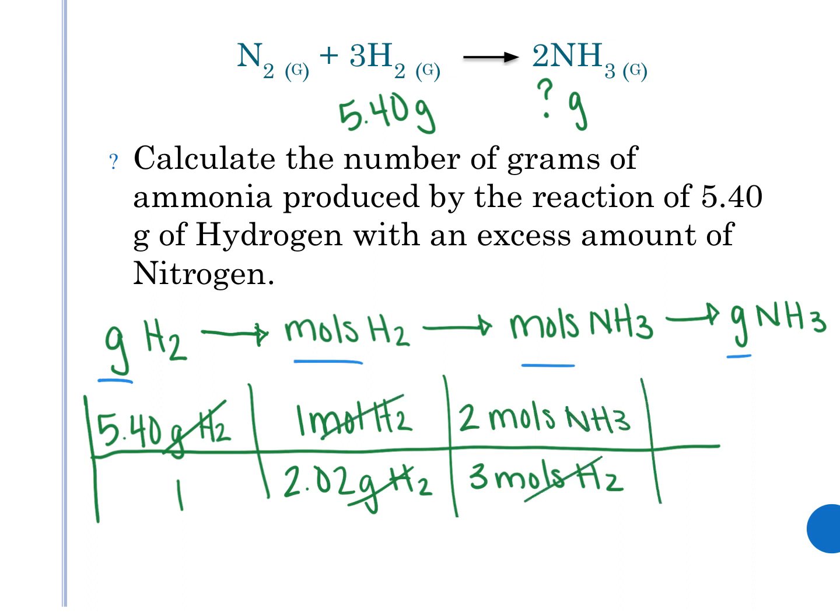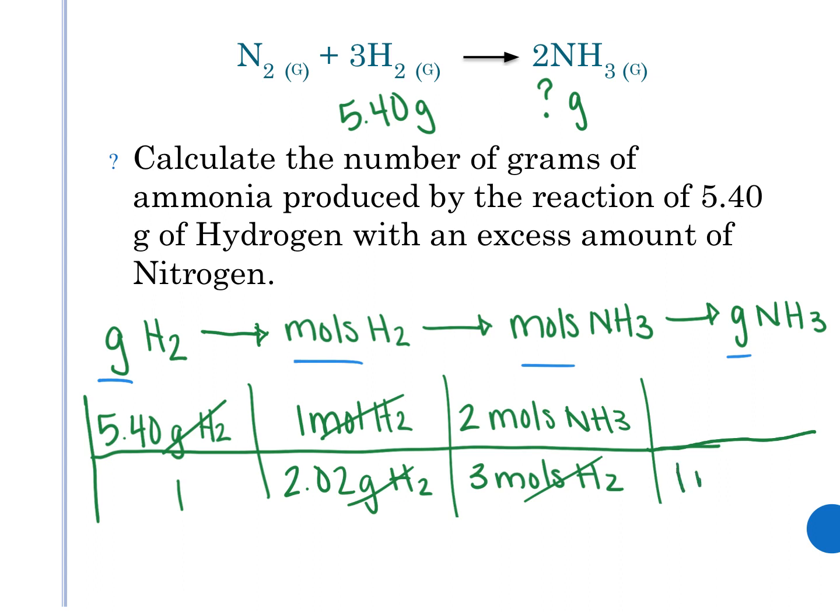So moles of hydrogen cancel. You're left with moles of ammonia, and then you have to get to grams of ammonia. So how do you convert from moles to grams? Multiply by molar mass.